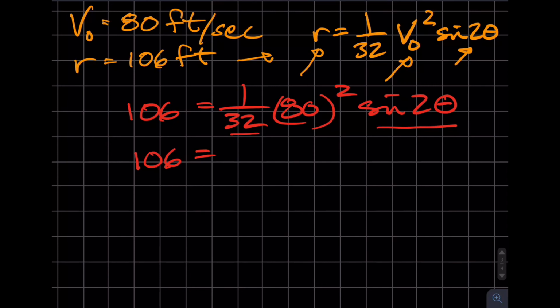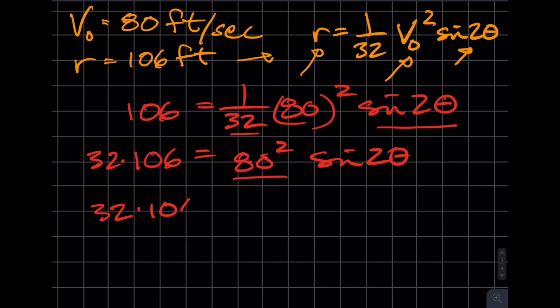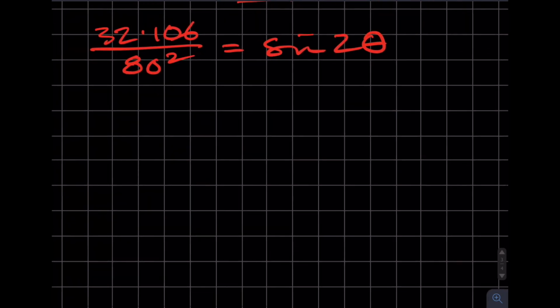I'm going to multiply both sides by 32, and then I'm going to divide both sides by 80 squared. So 32 times 106 divided by 80 squared is equal to the sine of 2 theta. I'm going to put all of this in my calculator and get some value.